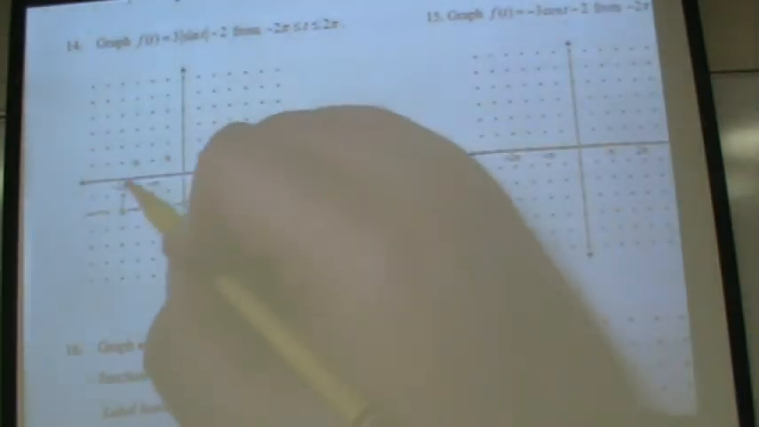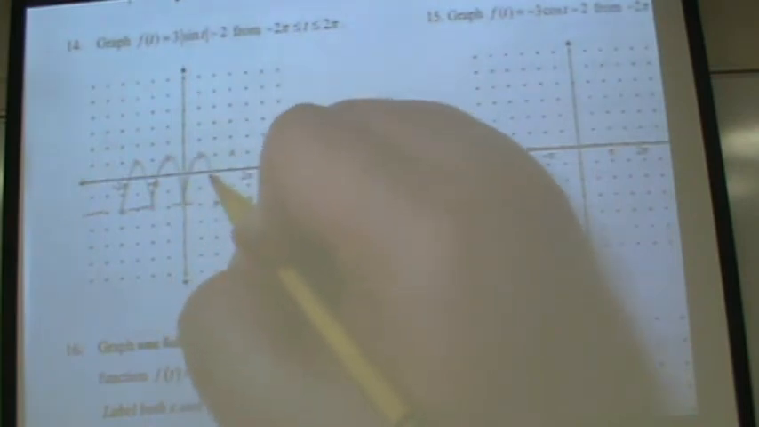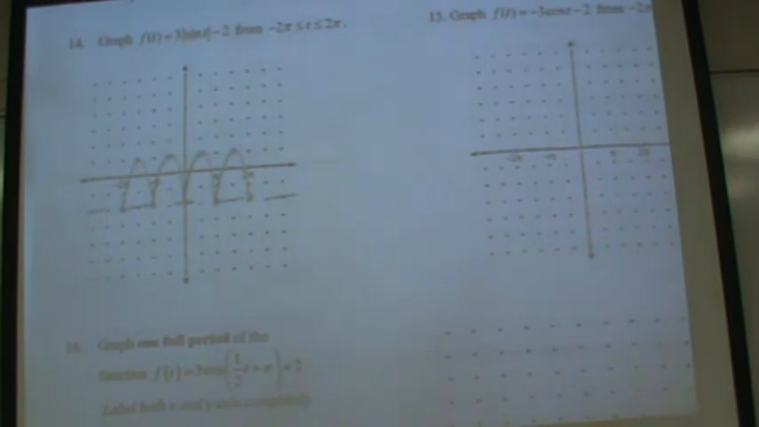So then this sine curve is going to look like that. Are there any questions on 14?